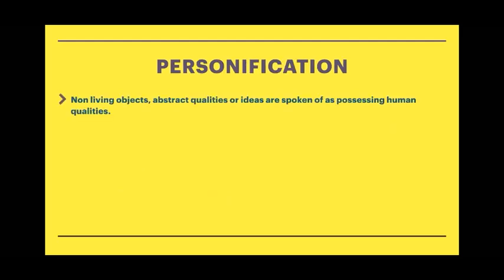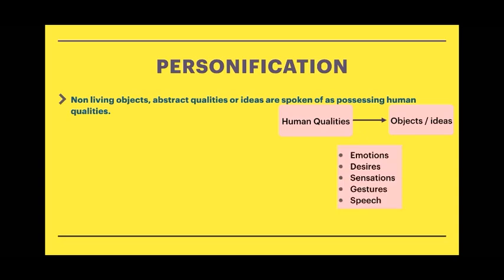Personification. Non-living objects, abstract qualities or ideas are spoken of as possessing human qualities. So human qualities are given to objects or ideas. What kind of human qualities? Like emotions, desires, sensations, speech, etc. are given to inanimate objects.